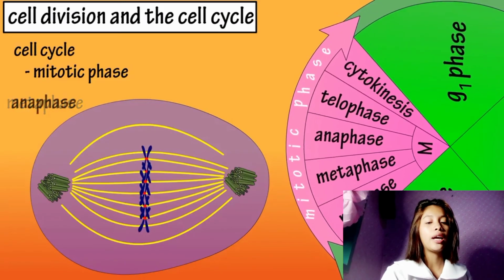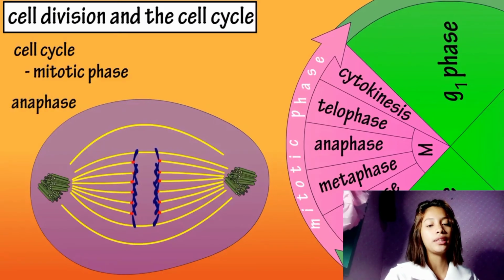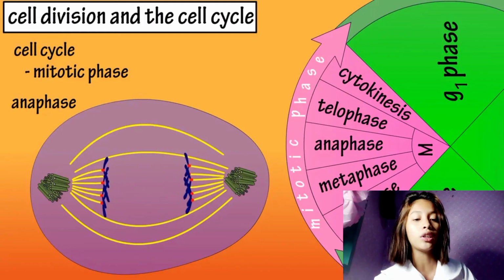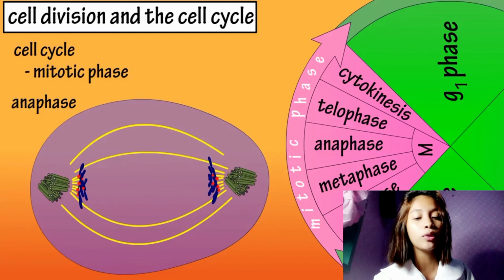During the third stage, anaphase, the centromeres that held the sister chromatids together separate, and the sister chromatids are pulled by the spindle fibers towards the poles, or ends, of the cell. Each sister chromatid is now a chromosome with its own centromere. Cytokinesis also begins at this point.